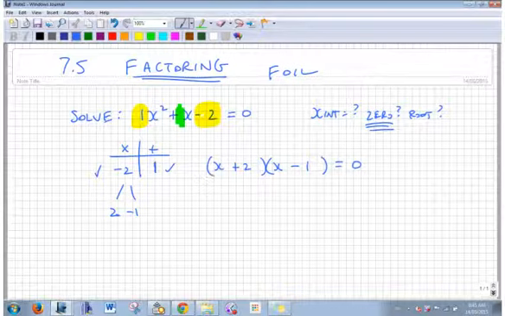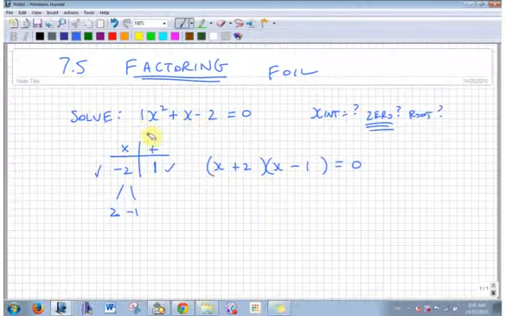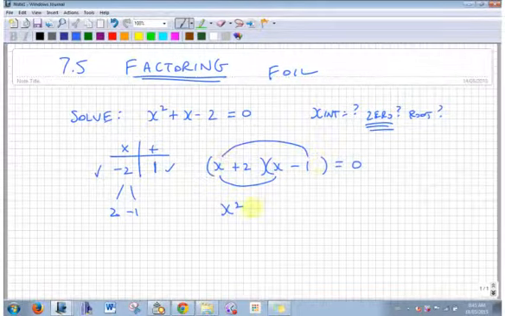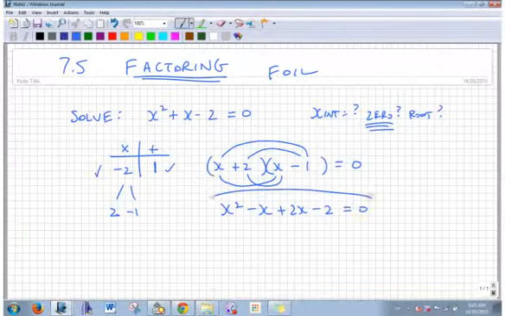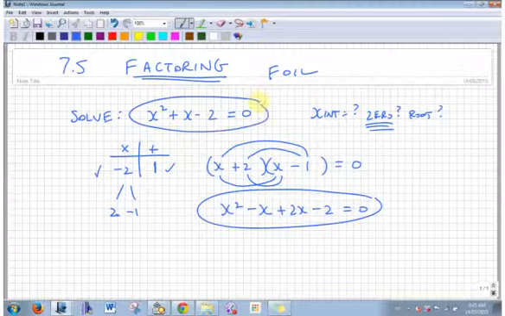What's the opposite of factoring? Oh my God, no it's not. Anybody else? Multiplying, expanding, same thing. How do I get from this to that? Because you should check. FOIL: x times x is x squared. Outside, x times minus 1 is minus x. Inside, 2 times x is 2x. And last, 2 times negative 1 is minus 2. If that is not the same thing, we did something wrong.